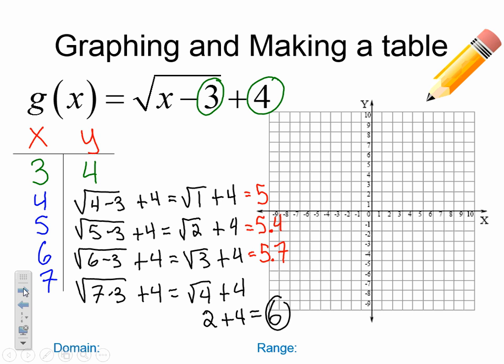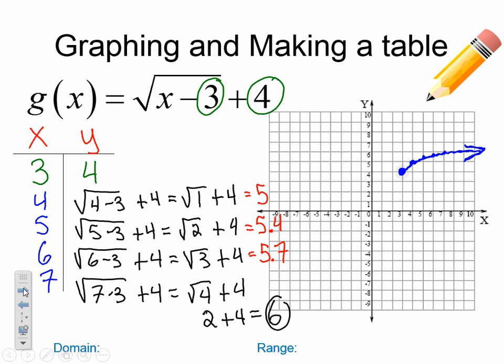Now what we do once we have our table completed is we're going to plug it in. So we come over to our graph. We're going to go 3, 4, 4, 5, 5, 5.4, 6, 5.7, and then 7 is at 6. Now, we can't go past this point. We're only going forever in one direction. So we can't have an arrow on this side. We're going to have a dot on this side, only going forever in one direction.